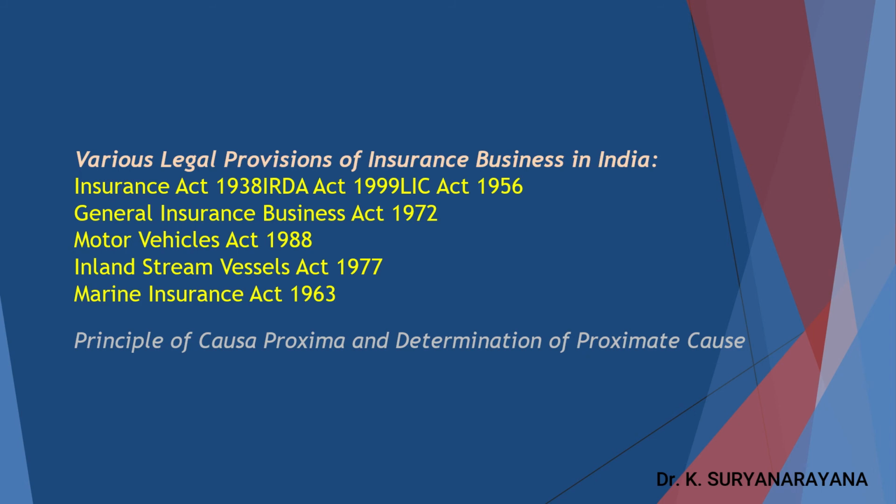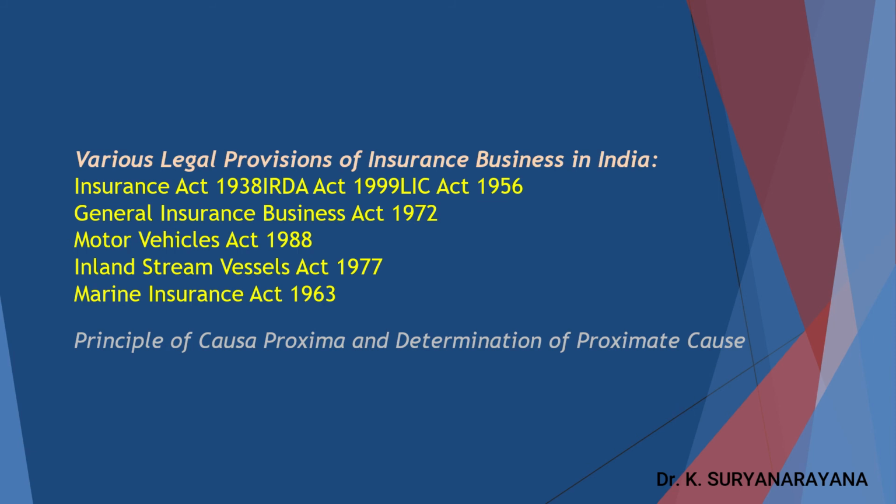Coming to the Insurance Regulatory and Development Authority Act 1999, IRDA provides for the establishment of an authority to protect the interests of holders of insurance policies, to regulate, promote and ensure orderly growth of the insurance industry and for matters connected therewith, and further to amend the Insurance Act 1938, the Life Insurance Corporation Act 1956 and the General Insurance Business Act 1972.